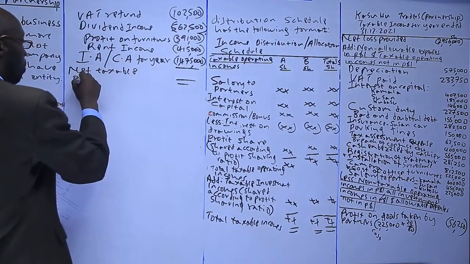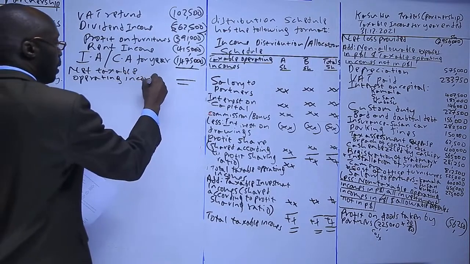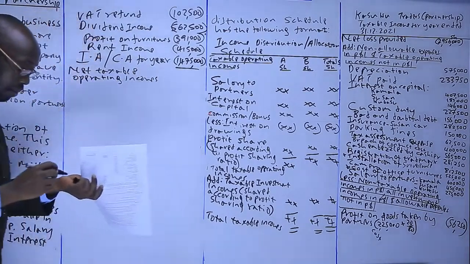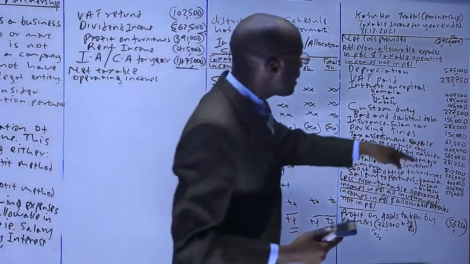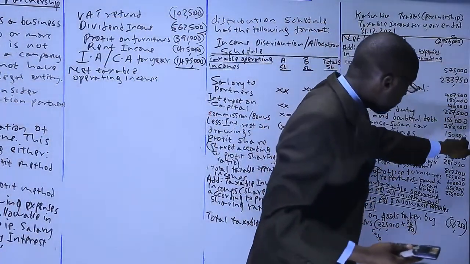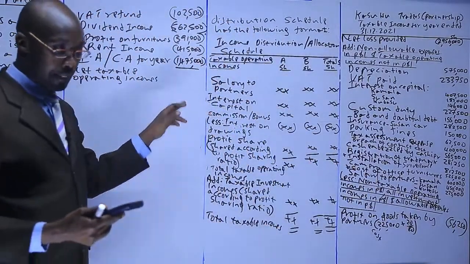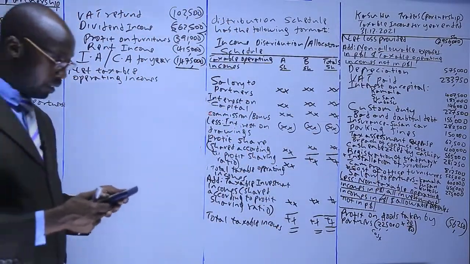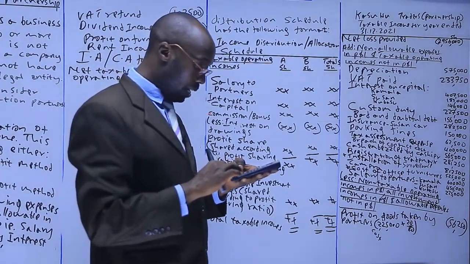taxable operating income. So taxable operating income, I want to do that first. So what we do, we start with this negative, we add all these figures, we minus these figures so that we can get the net. So I'll start. The first one is 2956 negative. Remember to minus negative.